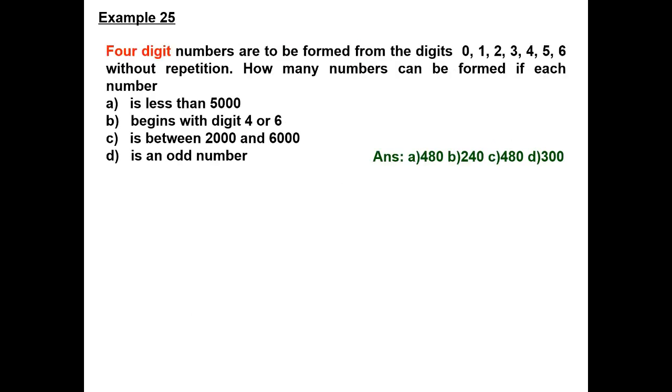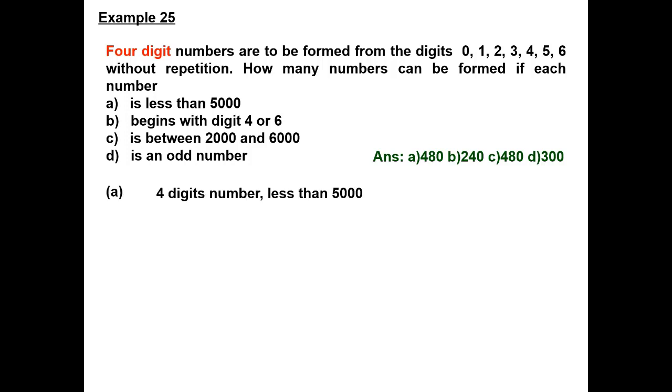Example 25. 4-digit numbers are to be formed from the digits 0, 1, 2, 3, 4, 5, and 6 without repetition. How many numbers can be formed if each number A is less than 5,000? B begins with the digit 4 or 6. C is in between 2,000 and 6,000. D is an odd number.